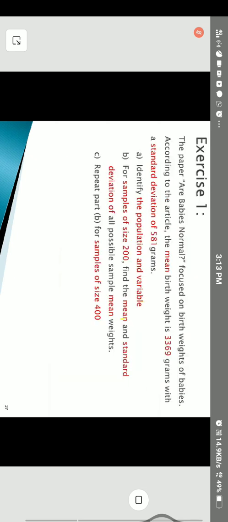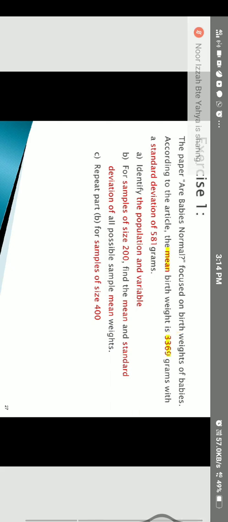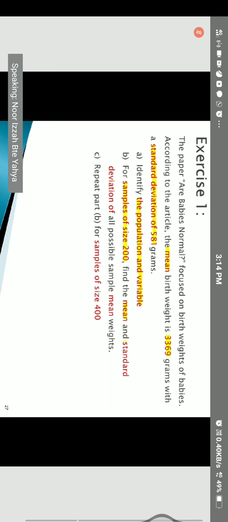Okay, so let's do exercise 1. I give some questions, and I'll give you time. So now is 3:44, so I give you about 10 minutes. Babies, normal, focus on the birth weight of babies. The mean of the babies is 3369 and the standard deviation is 581. Identify the population and variable. Then for a sample of size 200, find the mean and standard deviation of all possible mean weights, and repeat part B for a sample of size 400. Okay, 10 minutes, try this exercise.